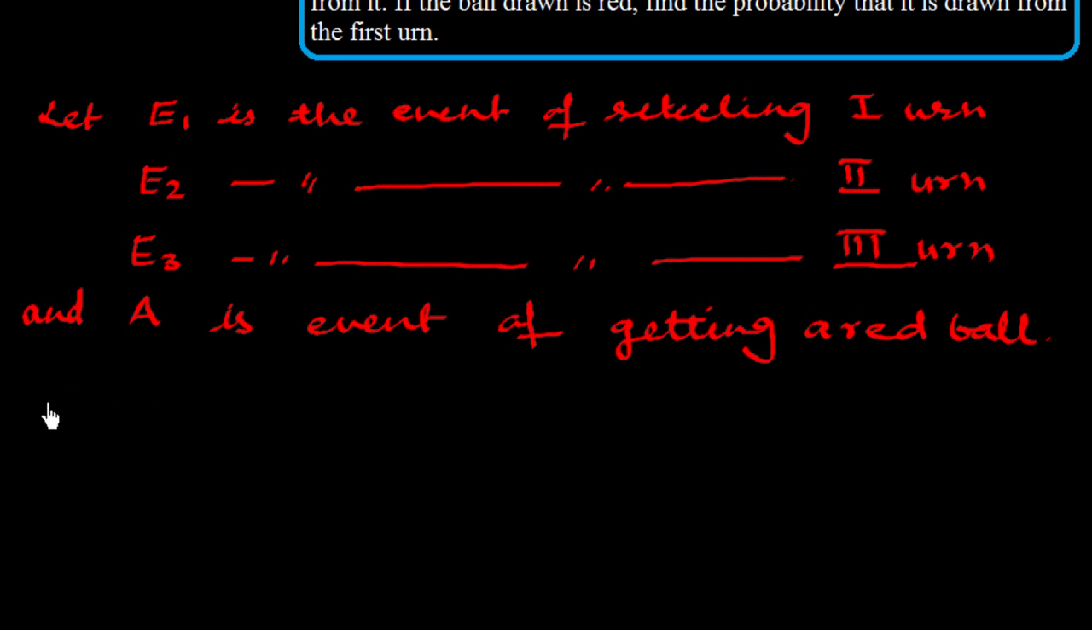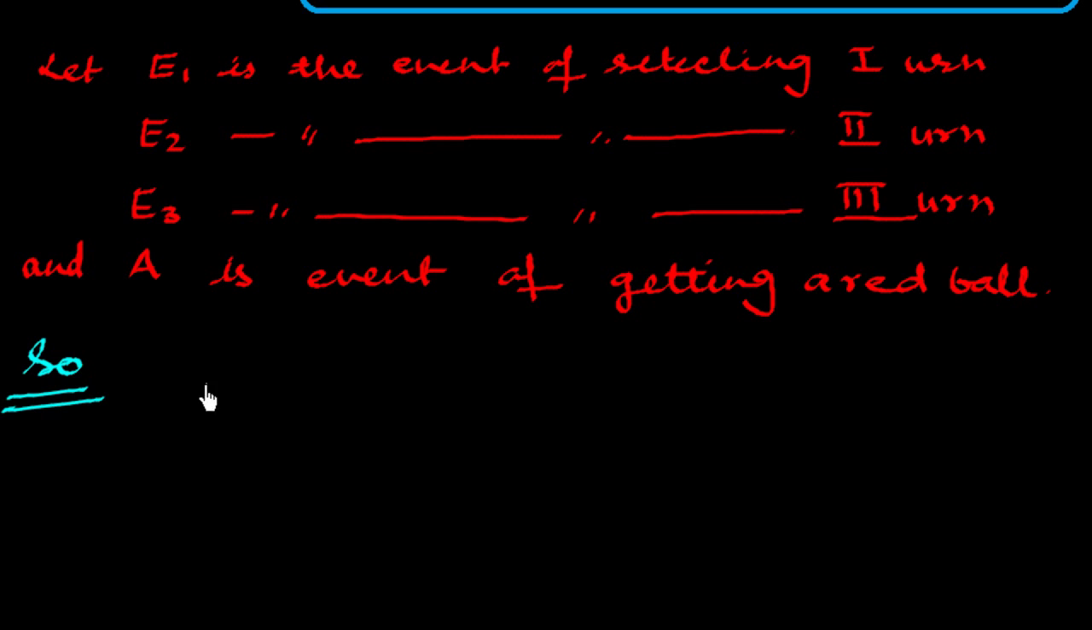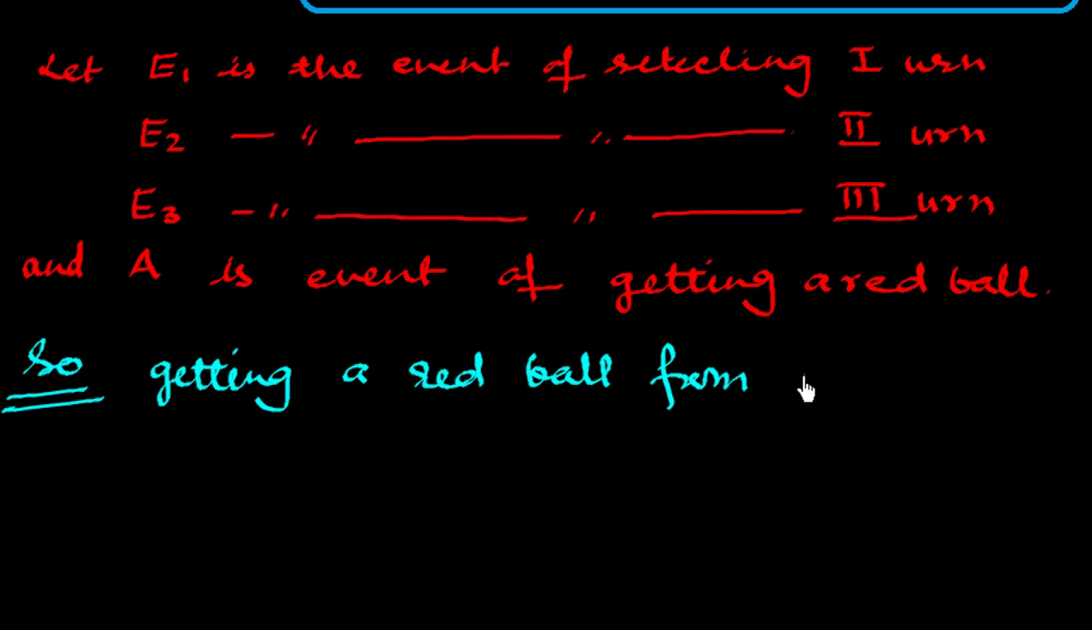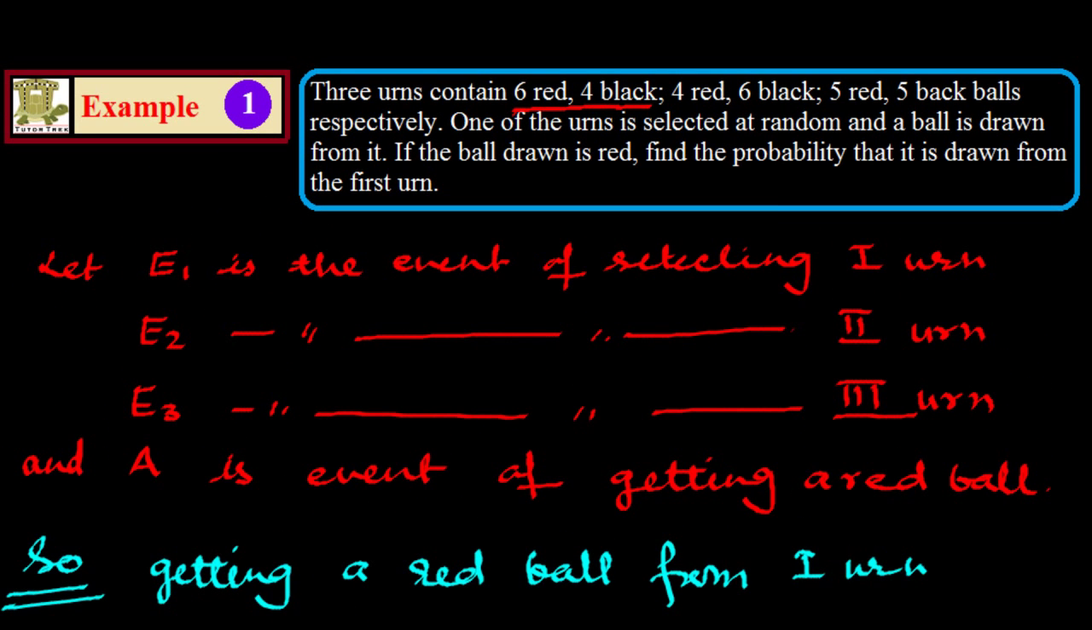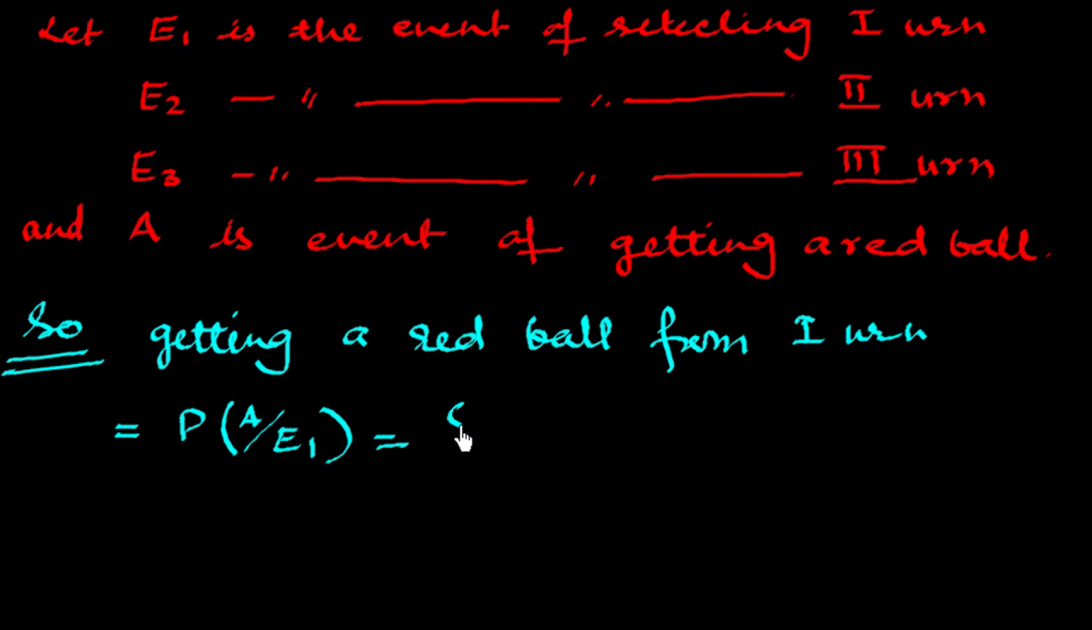So getting a red ball from the first urn is equal to probability of A given E1, which is, we know that the number of red balls is 6 and the total number of balls, red and black, is 10. 6 plus 4 is 10. So 6 over 10 we have.